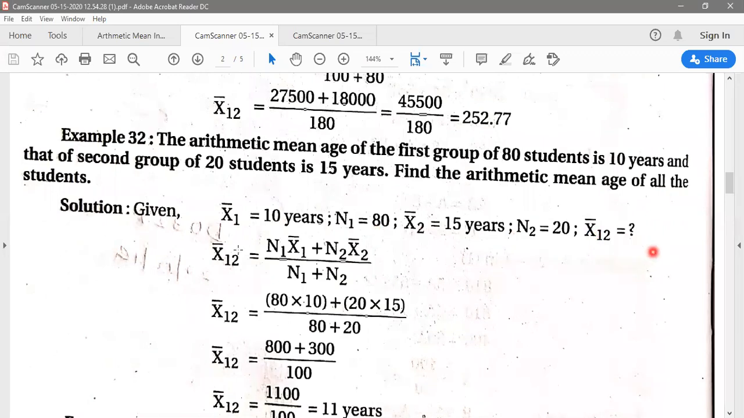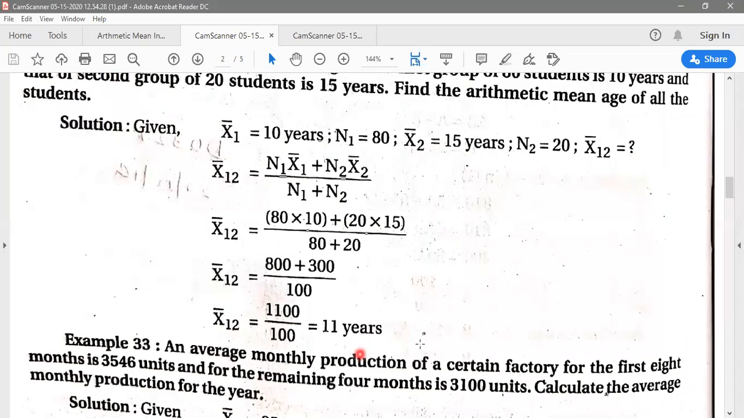Then go on solving the problem. Then you will be able to easily get the answer. Okay, so this is one type of problem.